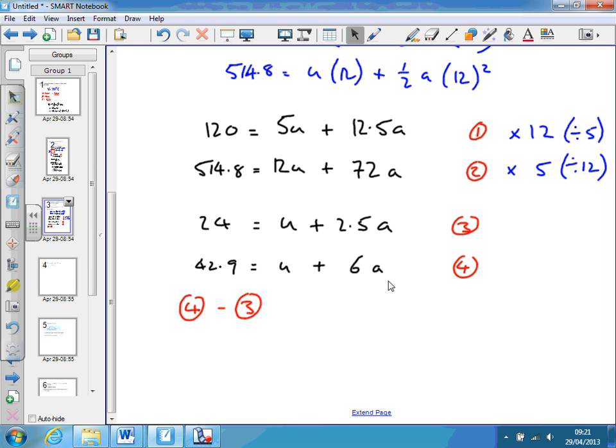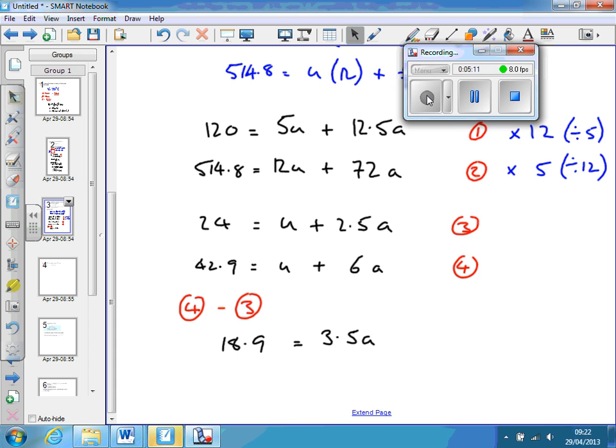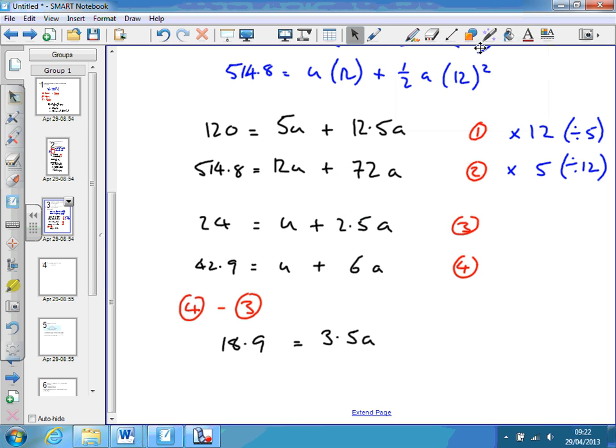And I'll end up with 42.9 take away 24 equals a certain number of a. So that gives me that 18.9 equals 3.5a. So now I can calculate a, substitute my value for a back into one of the original equations, say number 1, to find u. And once I've done that, I'll then use my values of u and a in the second equation to check it works and gives me 514.8. And I suggest you do that if you have time in the exam, because then you'll know you've got it right. So see if you can carry on and finish it off. I'll put the solution underneath.